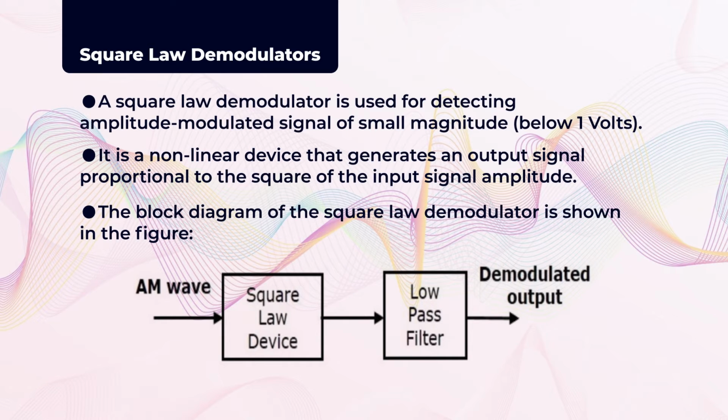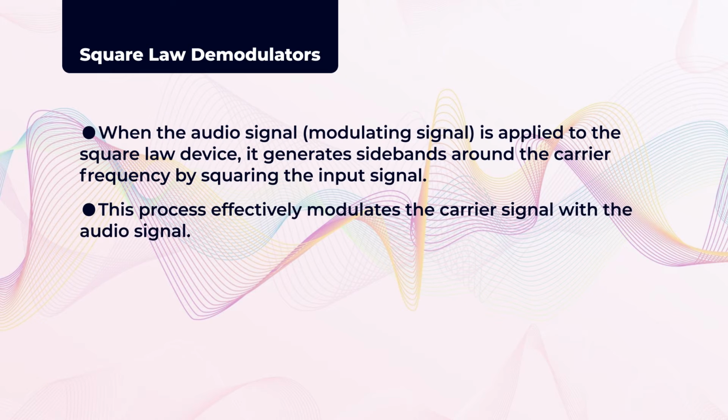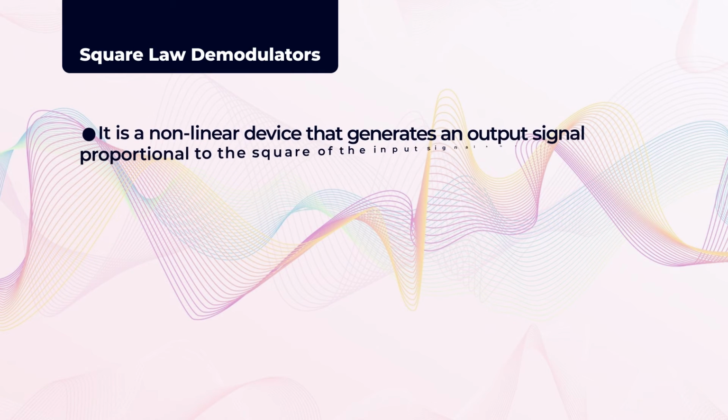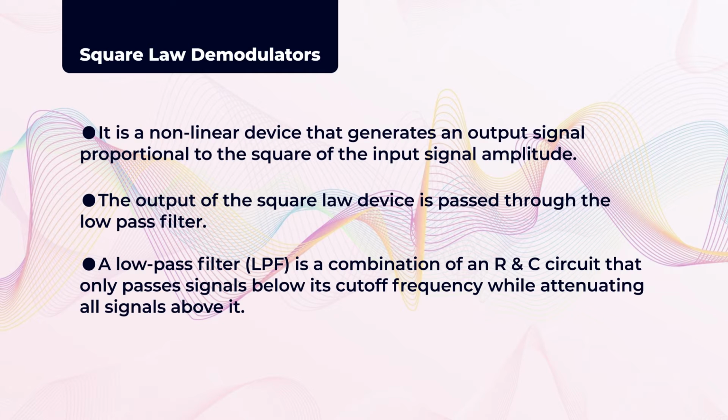It may be observed that the circuit of the square law demodulator is very similar to the square law modulator. The only difference is that in the square law modulator, a bandpass filter is used, whereas in the square law demodulator, a low pass filter is used. The amplitude modulated signal is applied to the square law device. Here, diodes are used as a square law device, and then the output of the square law device is passed through the low pass filter.